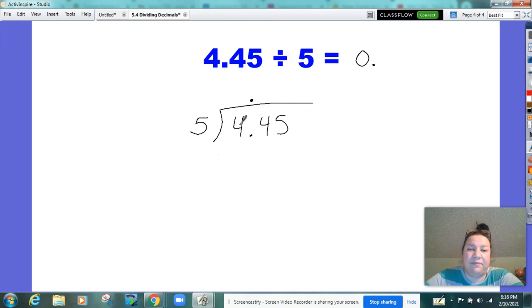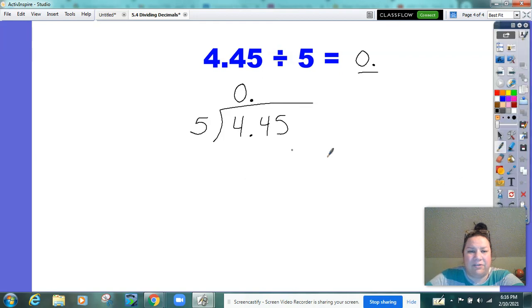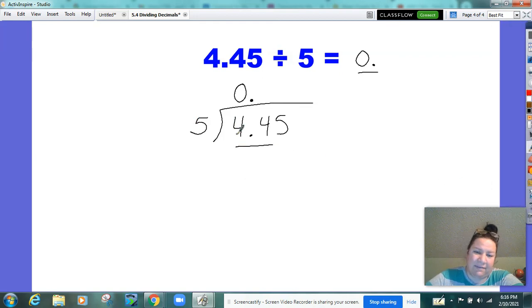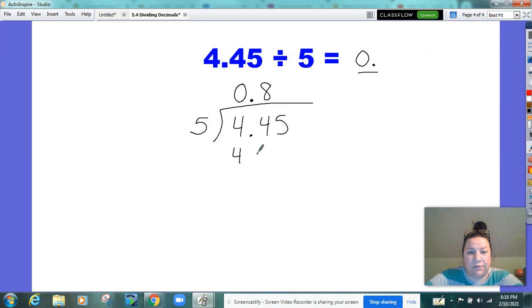All right, how many groups of 5 can I make with 4? I cannot make a group, so I'm going to put a 0 there. See how that's the beginning of my answer? 0 times 5 is 0, so when I subtract, I'm still going to get 4. I don't have to do that step. I can just look at how many groups of 5 in 44. So I know that 5 times 8 is 40, so I'm going to go 8 groups, which is 40. I'm going to do 44 minus 40 and get 4.